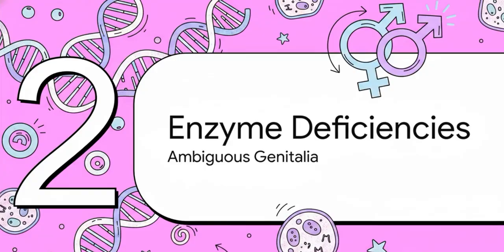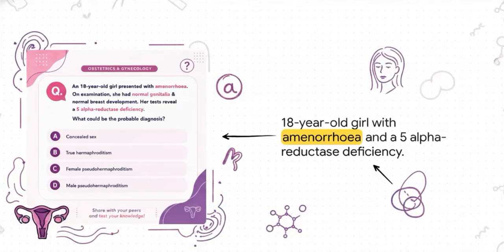Brilliant! Let's shift gears to Section 2 and look at how specific enzyme deficiencies completely alter sexual development, giving us some pretty unexpected clinical presentations. All right, read through the second MCQ with me. An 18-year-old girl presents with amenorrhea. On examination, she has normal female genitalia and normal breast development. Her tests reveal a 5-alpha reductase deficiency. So what could be the probable overarching diagnosis? Is it A, concealed sex, B, true hermaphroditism, C, female pseudohermaphroditism, or D, male pseudohermaphroditism?